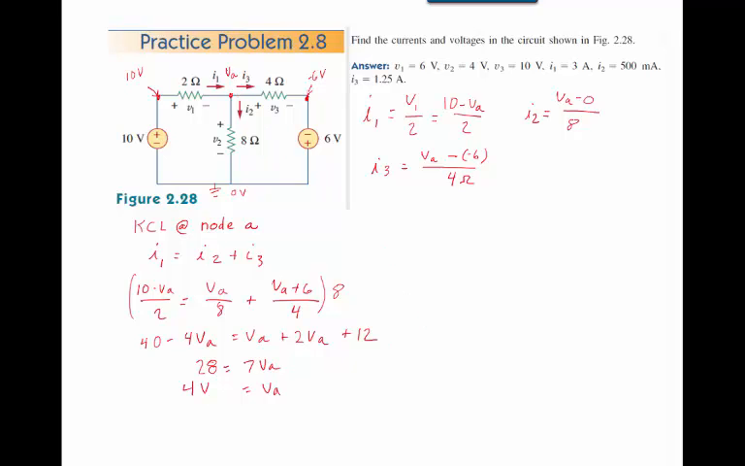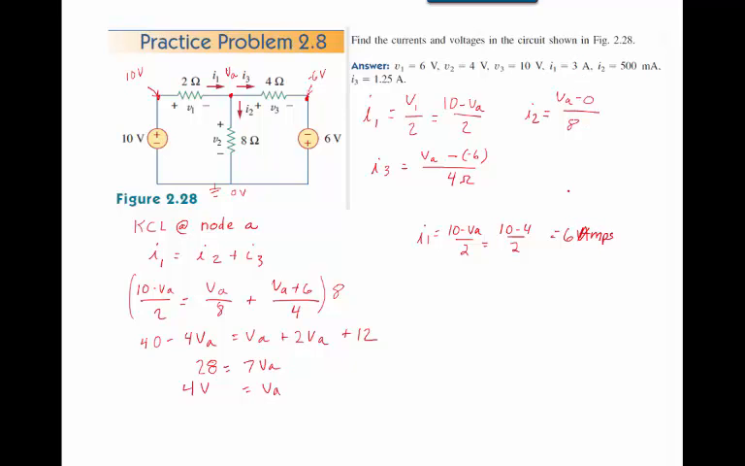So I found the voltage at that node. Everything's in amps, ohms, and volts. Nothing complicated there with my unrealistic numbers, because they're usually not nice numbers like this. So I have VA, which means I can come back over here and find all of these currents, because I had those relationships. I1 equals 10 minus VA over 2, so it's 10 minus 4 over 2.